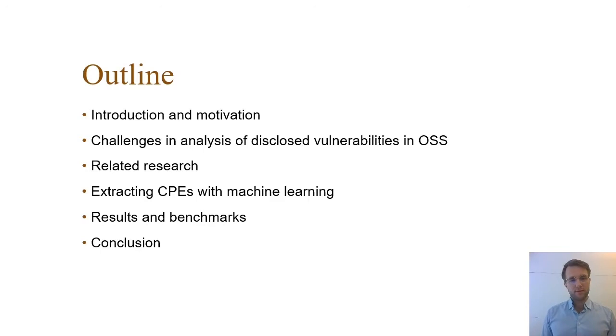Today we'll be looking at this research, and I'll start off by introducing and motivating why this research is important. We'll look at some particular challenges in analysis of disclosed vulnerabilities in open source. We'll also go into some related research and look at their past performance. And then we'll go into our solution and our system where we extract CPEs from the CVE summaries with machine learning. We'll compare our results to the related research, look at some benchmark, and then we'll draw some final conclusions about the research and the system and suggest a couple of improvements that could be made in the future.